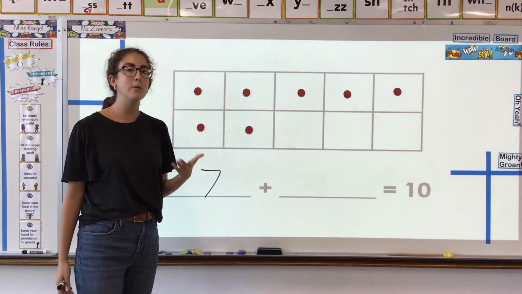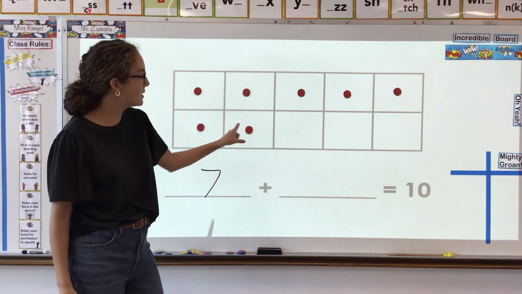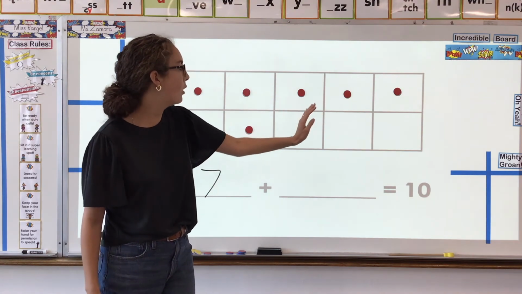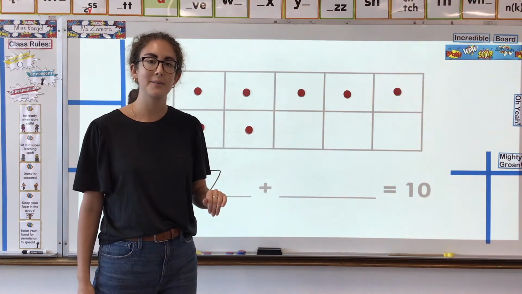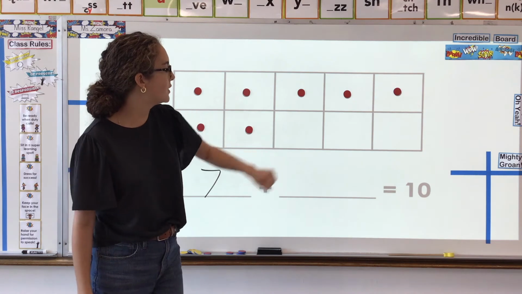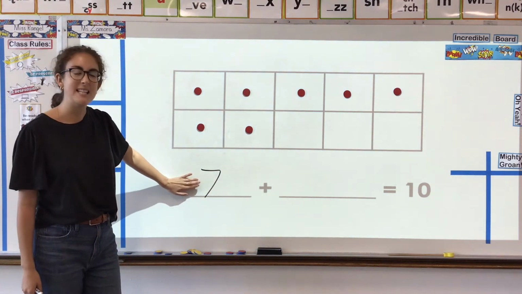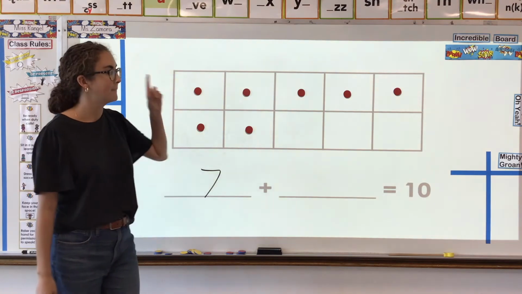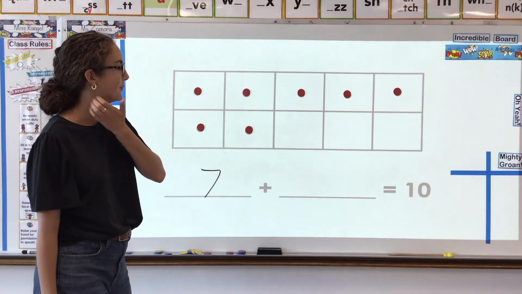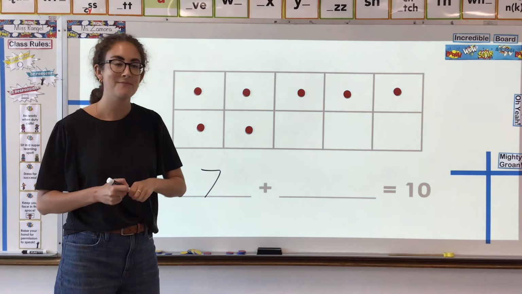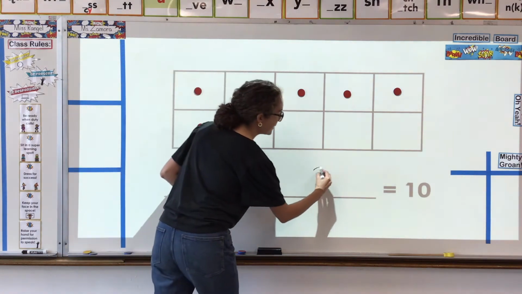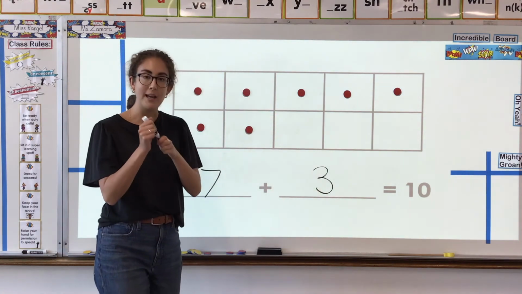So without counting, can you tell me how many more do I need to get to 10? How many more do I need to get to 10? What is 7's pair? What do you see? It's 3. I see 3.